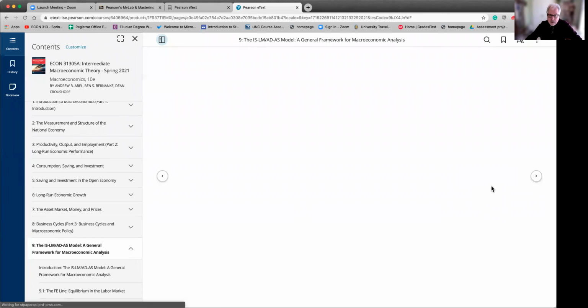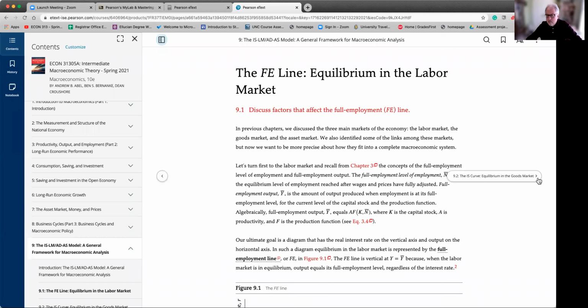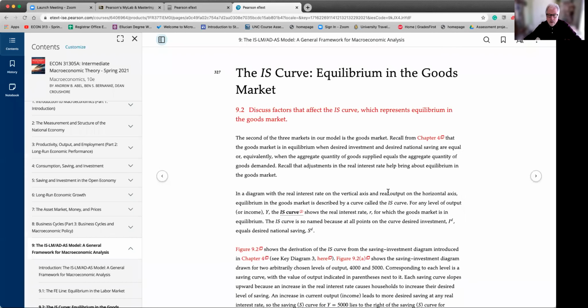So the second section in the chapter, let's get back to 9.2, there we go, has to do with how the IS curve is derived. Again, it's desired investment, desired saving, that's the I and the S together, IS curve.